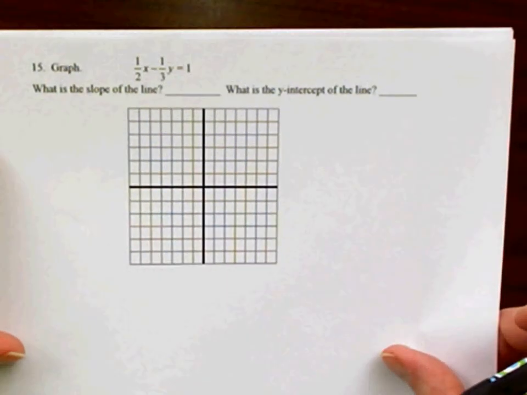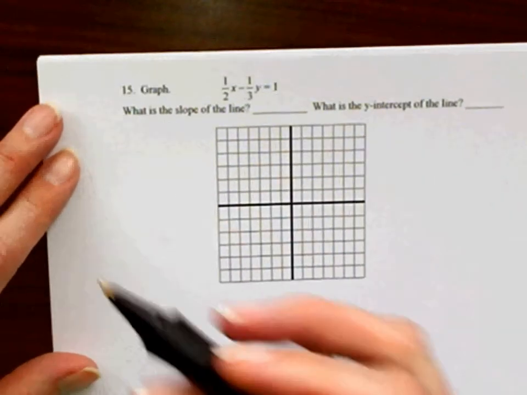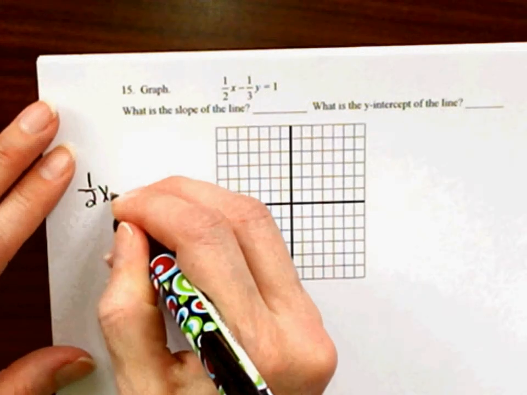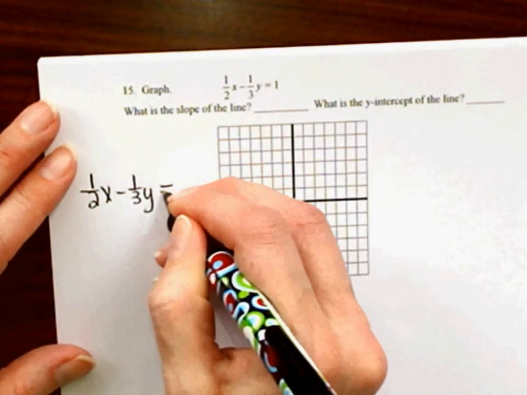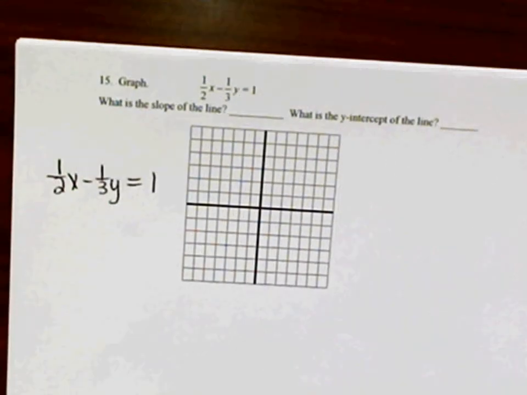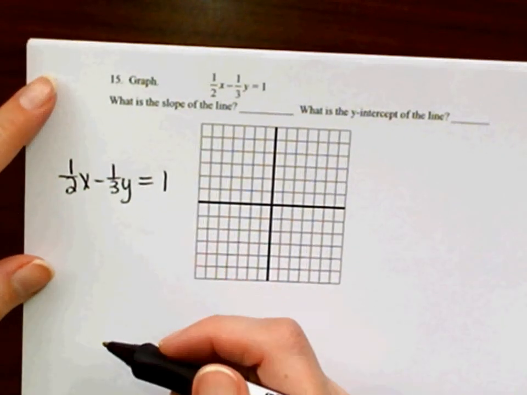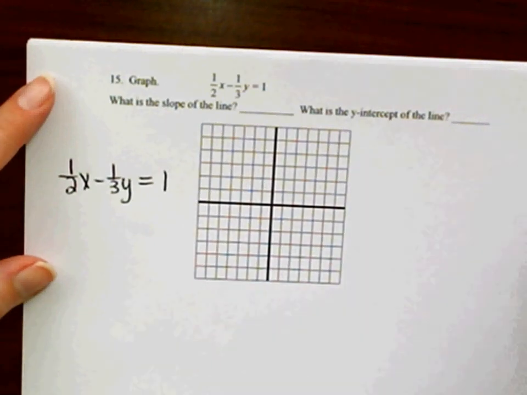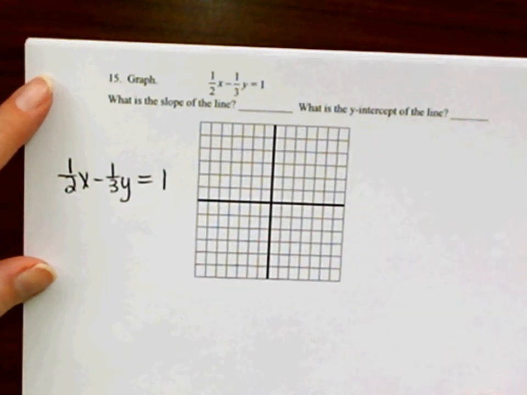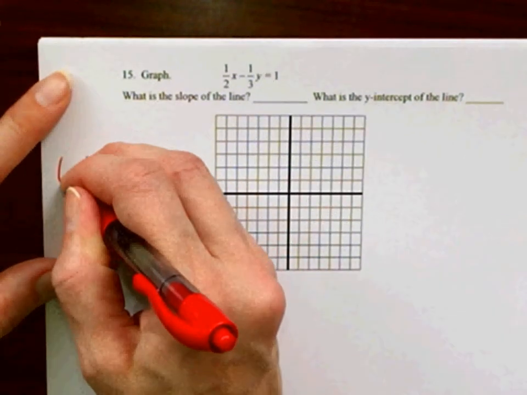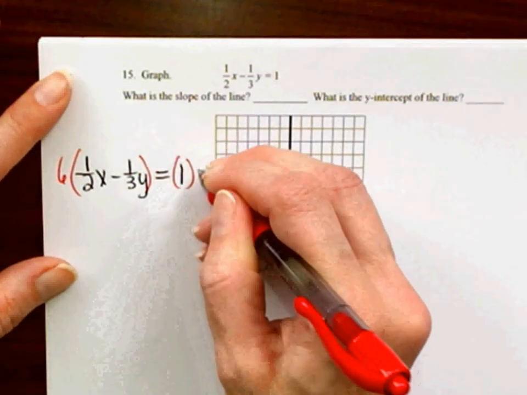They're asking us to graph. Notice they gave us some lovely little fractions, so let's rewrite the equation. They're wanting us to graph. They've also asked us to identify the slope of the line, as well as the y-intercept of the line. We're going to multiply through to get rid of the fraction. So what would I multiply through by? Well, someone's going to tell me, hopefully, that we're going to multiply by the LCD, and the LCD being 6. So we're going to multiply both sides by 6.